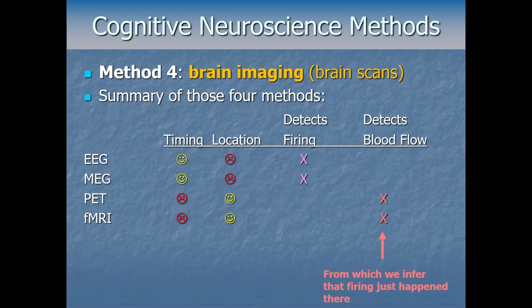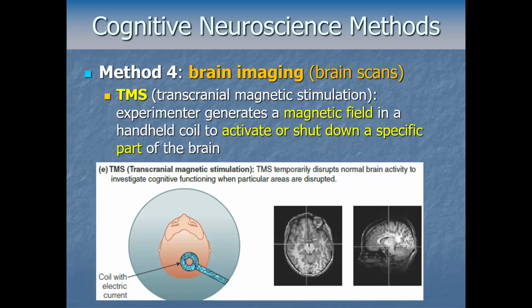So here's a quick summary of these 4 of the most common brain scan methods. A couple detect neural firing fairly directly through electrical or magnetic activity, and their temporal resolution is good. Well, the others detect some things more indirectly through blood flow, but we can get some really good spatial resolution.